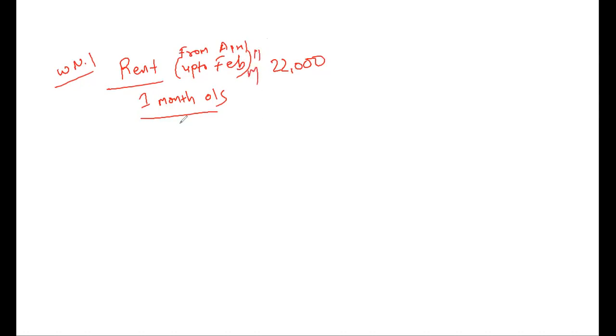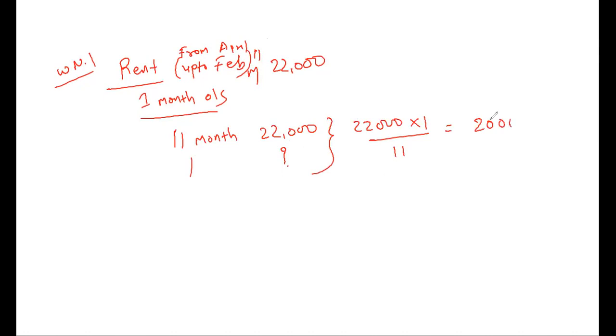So for 11 months, this rent is 22,000. For 1 month, it would be how much? 22,000 into 1 divided by 11. So 2,000 is the adjustment of outstanding rent. Please write it down.